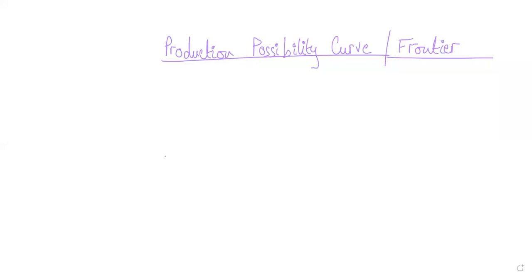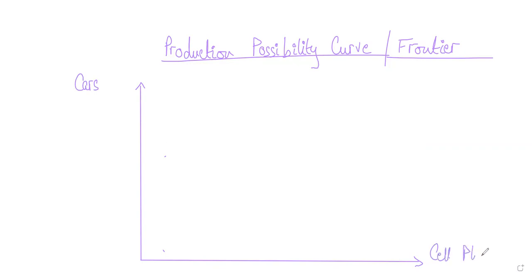So production possibility curve, we have already discussed its graph that shows the maximum output that a country can produce with the available amount of resources. Now there are two possible shapes that the PPC can take, right? So you can take any two goods on the X and Y axis. Let's say you take cars on the Y axis, the quantity of cars that a country can produce, and similarly, you can take cell phones on the X axis.